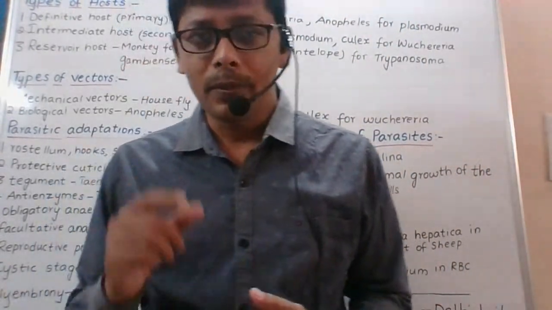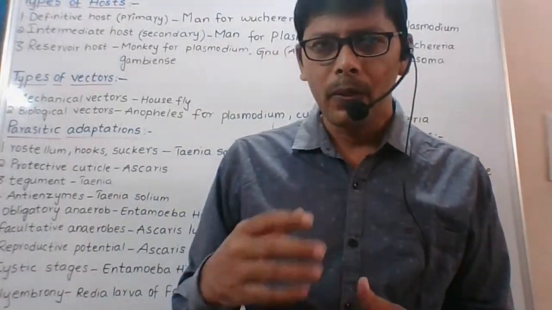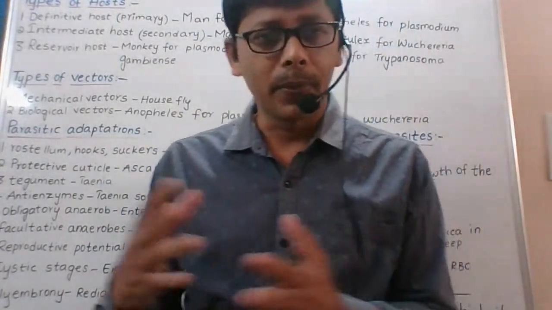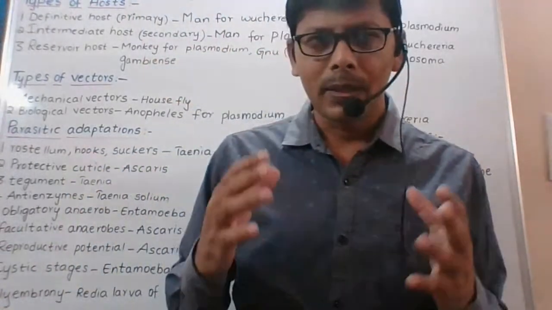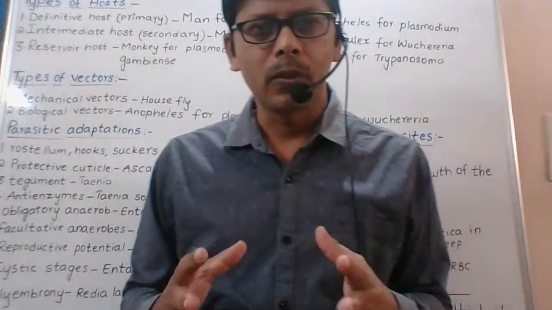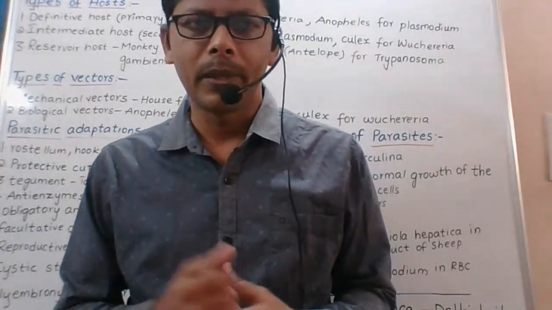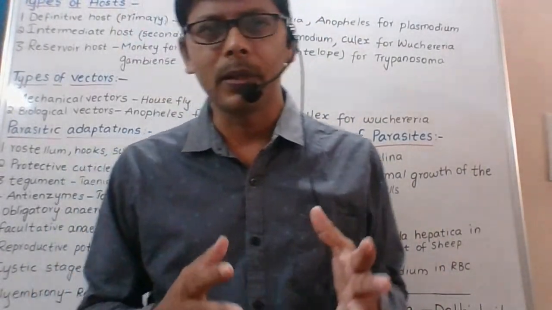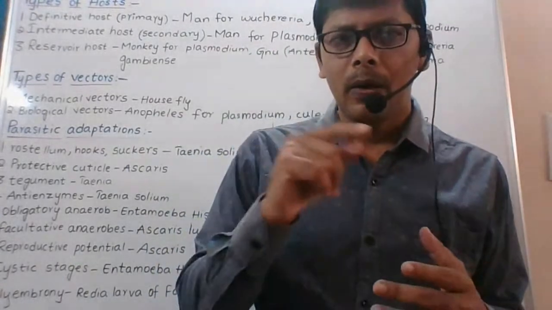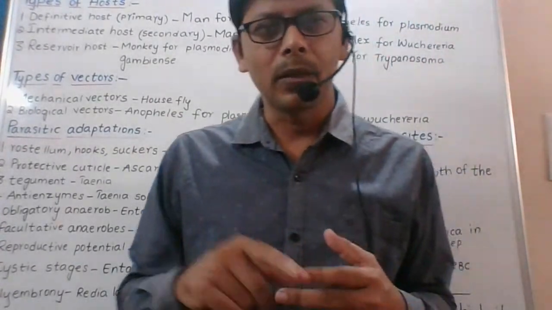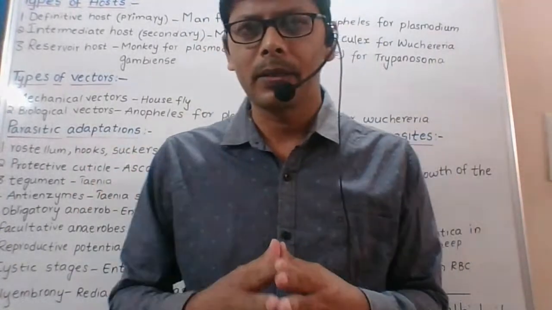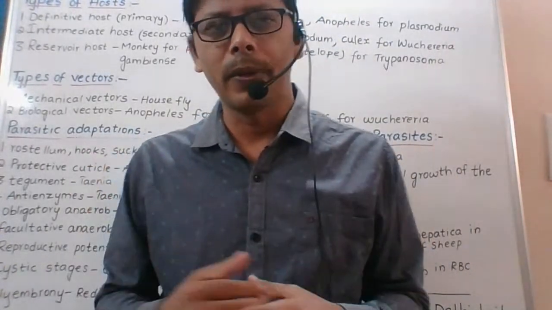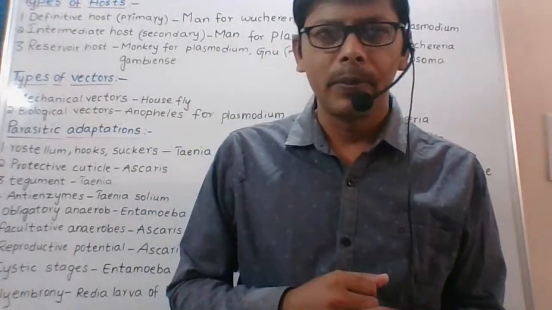Then we learned what is parasitism. What type of interaction is it? It is a positive negative interaction. In parasitism, it is an association between two organisms which belong to two different species. One is the host, the other one is the parasite. We assign a positive sign to the parasite and a negative sign to the host. Parasitism is a Greek word, and we learned the meaning of that.